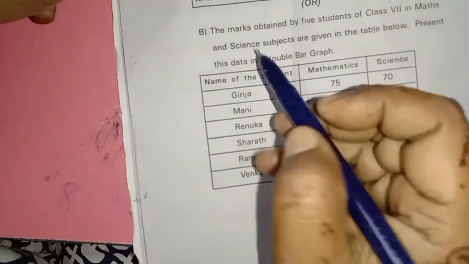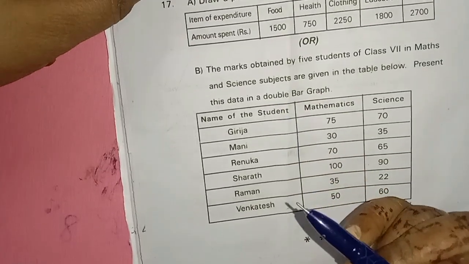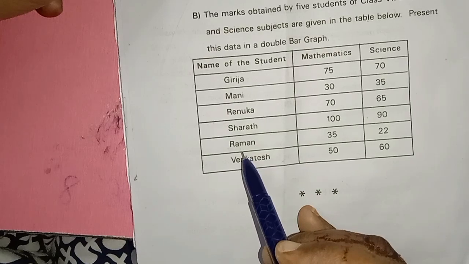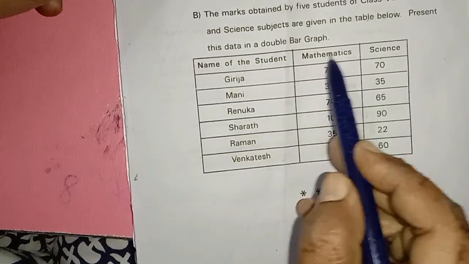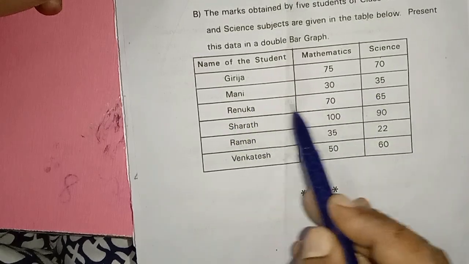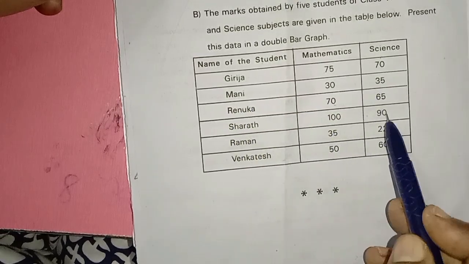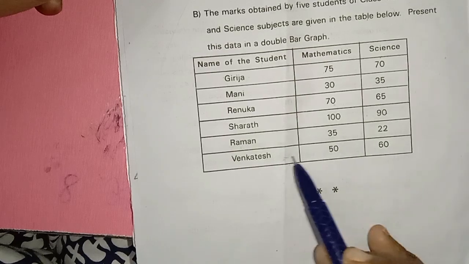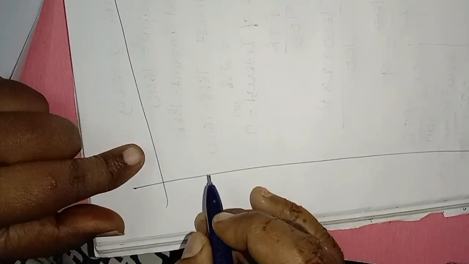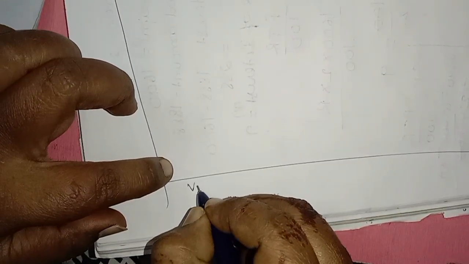In the 17th question we have a graph question and a pie chart question. Graph is simple. On the x-axis I am taking the names of the students, with marks in maths and science. Girija 75, 70. Money 30, 35. Renuka 70, 65. Sharath 100, 90. Raman 35, 22. Venkatesh 50, 60. Suppose you take your graph. So this is your x-axis, and this is your y-axis. Simple.